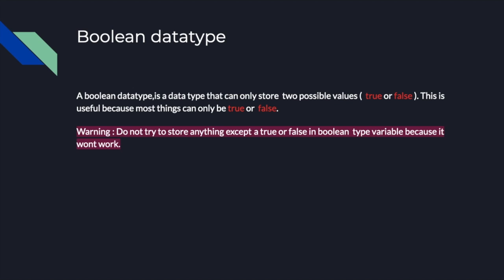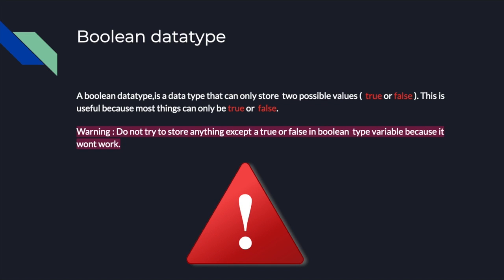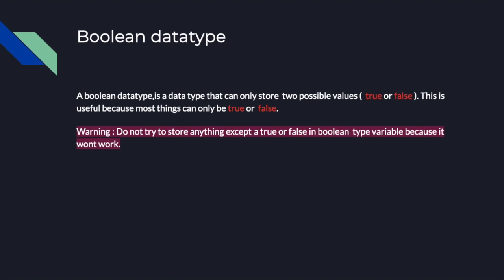Warning. Here's a little warning I wrote down. Do not try to store anything except true or false in Boolean type variables because it won't work. Do not try to put other types in other types. It's not how it works. It's a very specific memory location. Do not do this. I don't know how many times I have to say do not do this.